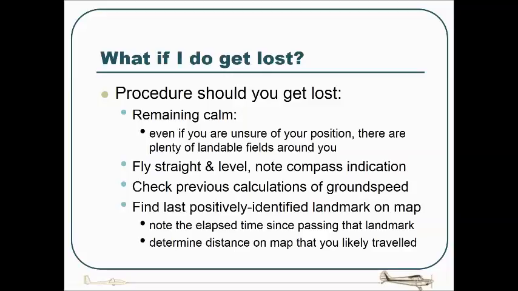And if you are so lost that you don't know whether you're east or west of the field, well, either you're right on top of it and you've just become disoriented, or you really probably shouldn't be flying, because if you're any distance away from the airfield and you don't know if you're north, south, east or west of the field, you've got some bigger problems here. Probably best if you just land. All right, so fly straight ahead. Note what the compass is telling you. Check your previous calculations on ground speed. Okay? So we've got a pretty huge scale here, 1 to 250,000. So it's going to take you a while to move anywhere.